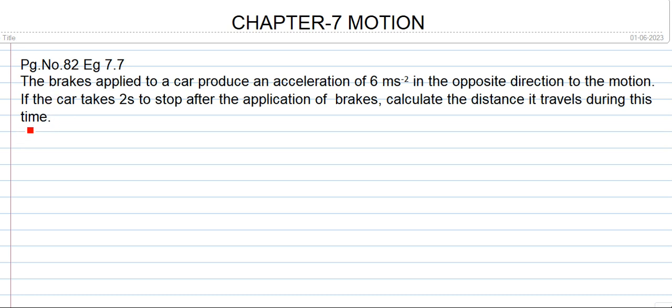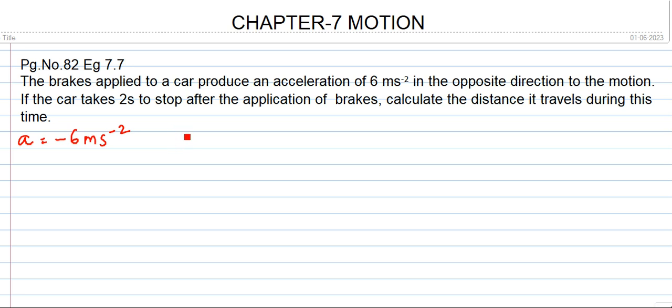So we have the acceleration of the car. This acceleration is minus 6 meters per second square. Why do we write this minus 6? Because it is applied in the opposite direction to the motion. When we apply an acceleration in the opposite direction, it means we are trying to stop the car. We are applying brakes. So it can also be called deceleration. When it is deceleration, we give a minus sign to the acceleration. So this is minus 6.